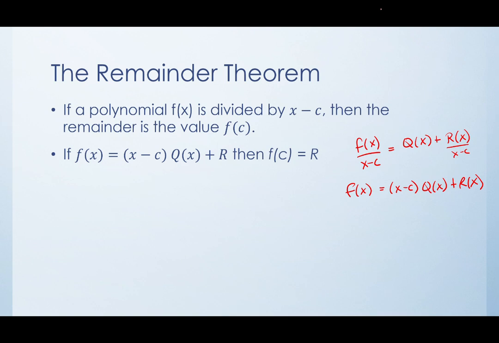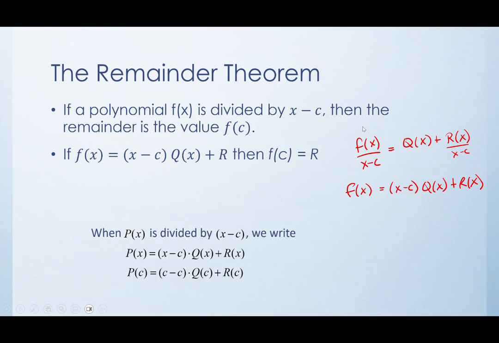So let's see here. What happens when we evaluate f at that value of c? Well, we get c minus c times q of c, don't really care what that is, plus r, right? Which, of course, c minus c is 0, and 0 times anything is 0, so f of c is going to be our remainder when our polynomial is divided by x minus c, period, end of story, okay?